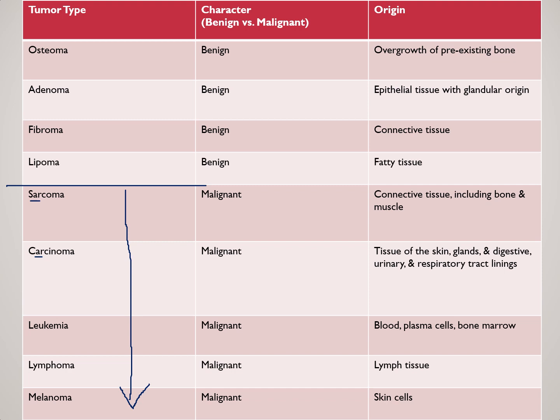Leukemia, this is also a malignant cancer of the blood, plasma cells, and bone marrow. Lymphoma, this is malignant as well, of the lymph tissue. Melanoma, of course, is a malignant skin cancer. Its origin is the skin cells.